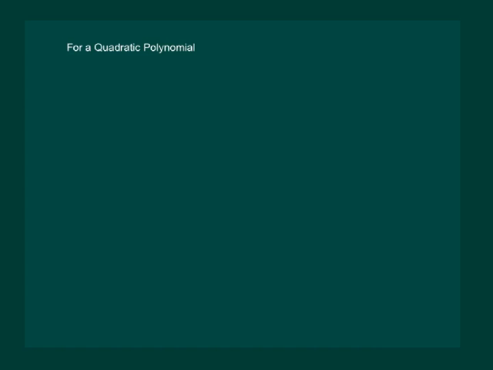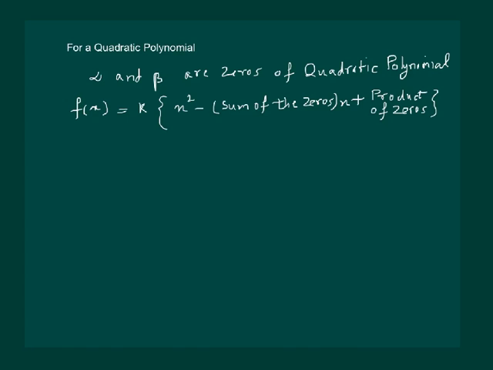There is an important result for a quadratic polynomial. Say if we have alpha and beta as the zeros of the polynomial, then we can find the polynomial f(x) by substituting in the following formula: f(x) equal to some constant k times, in brackets, x square minus the sum of the zeros into x plus the product of the zeros.